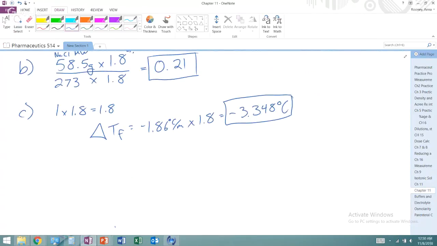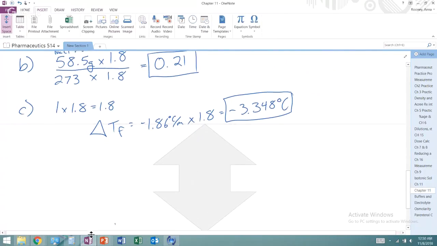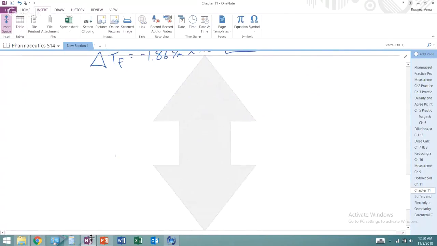Okie doke. I gotta add more space. I need space. Space. Okay.